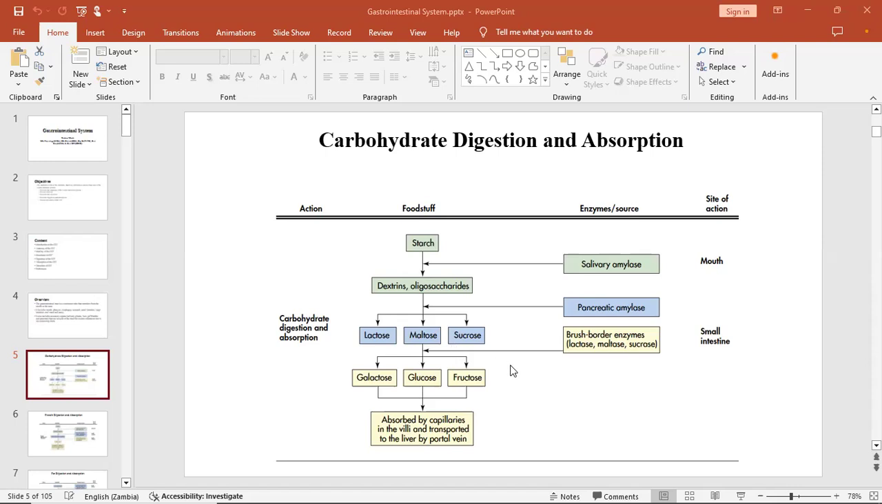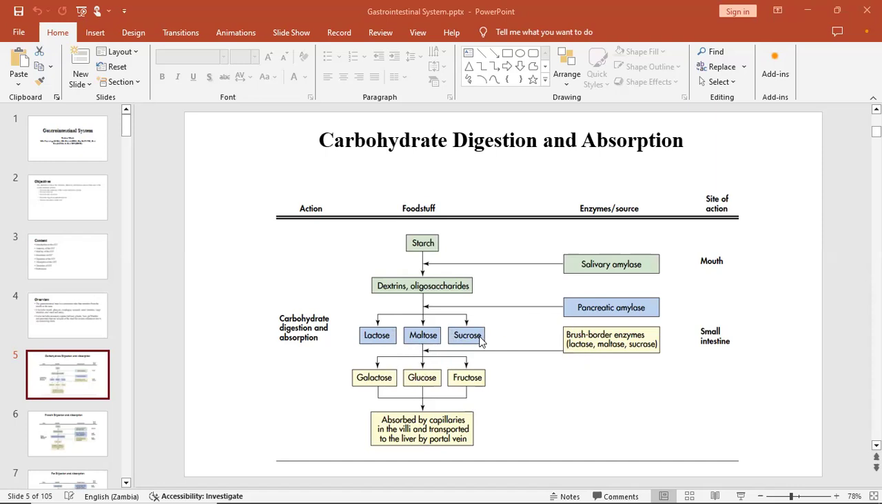Once they act on this, they're going to produce what you are going to see. So lactose, like I was talking about in the beginning, is acted on by the enzyme known as lactase. Lactose is a sugar that's found in milk. Once it acts on that, we are going to produce what we call galactose and glucose.